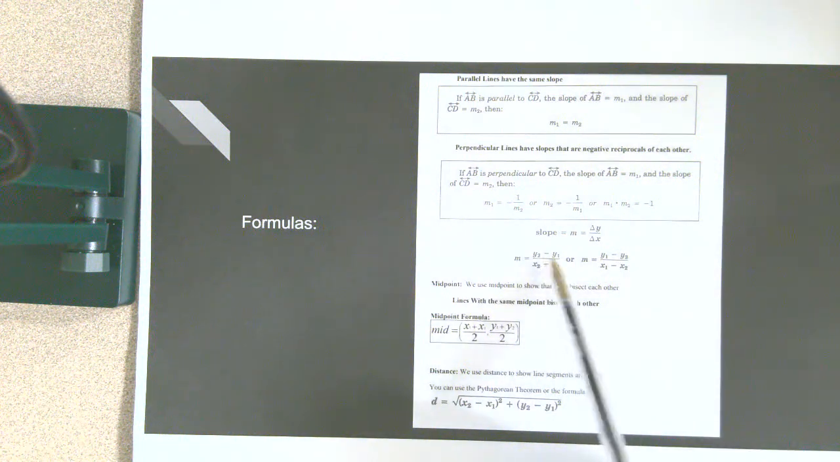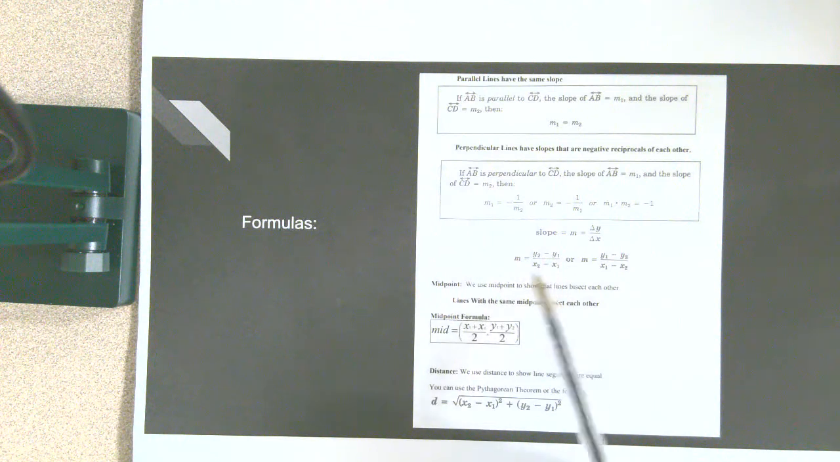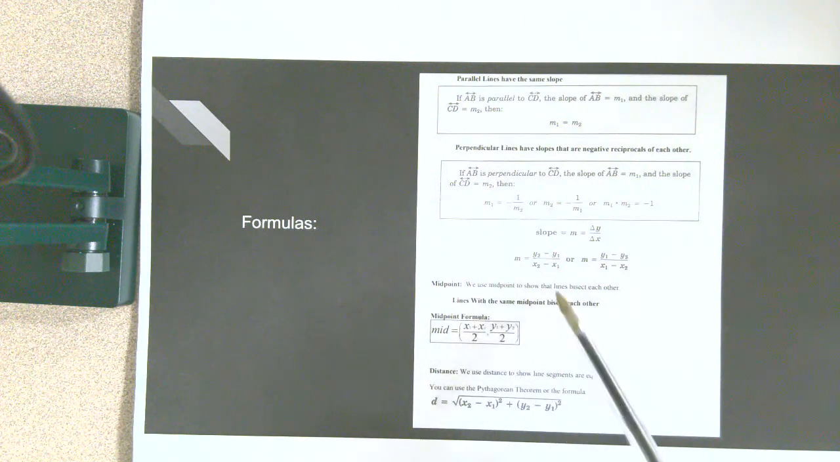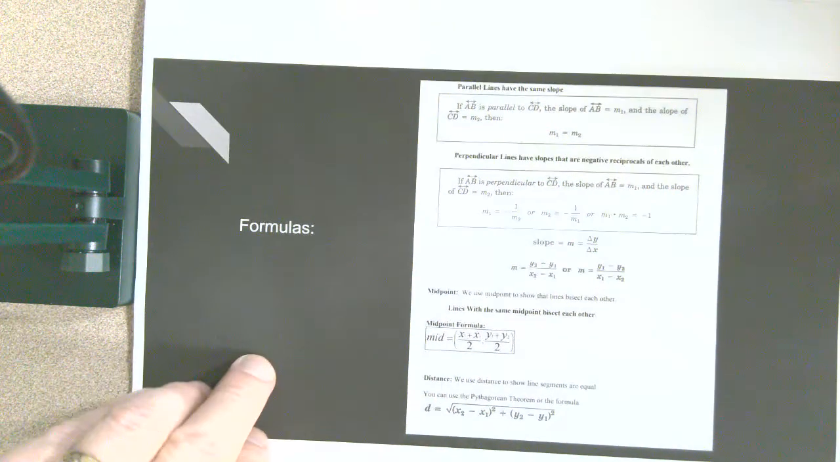Our slope formula, y2 minus y1 over x2 minus x1. Our midpoint formula, when we're showing that the diagonals bisect each other, we could use the midpoint formula. That's x1 plus x2 over 2, y1 plus y2 over 2. And if we wanted to show the segment lengths were the same, we could utilize the distance formula. So those are all possible formulas. Again, those are all review, nothing new from what we've done with our formulas.